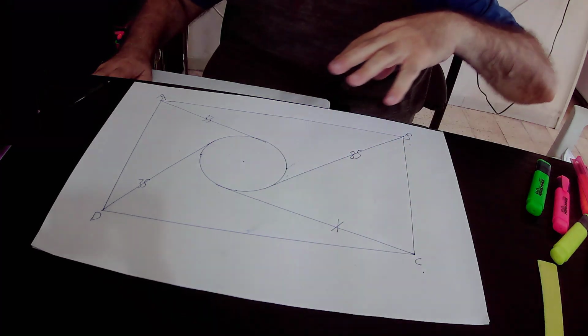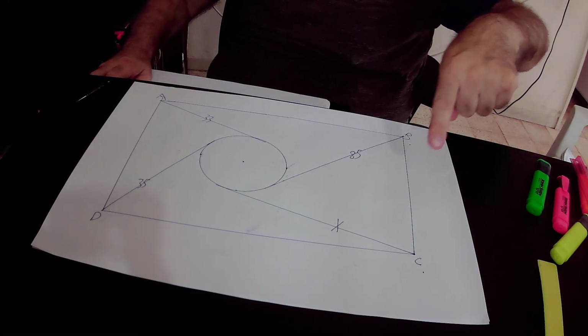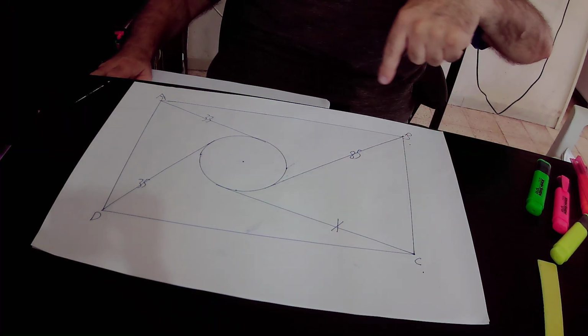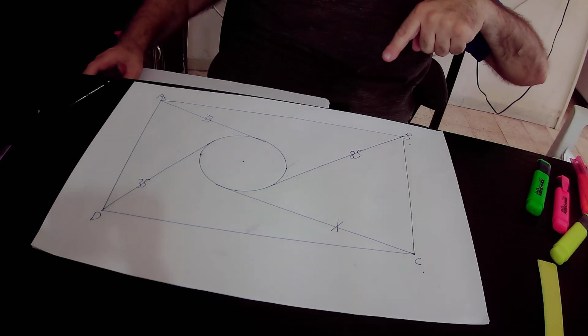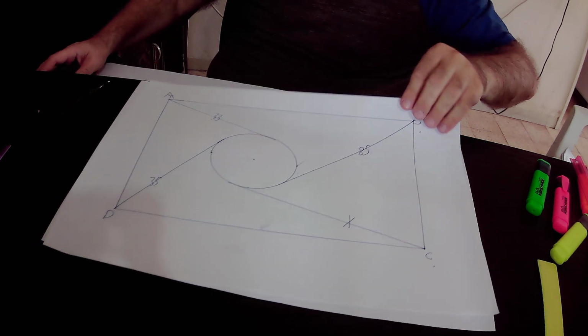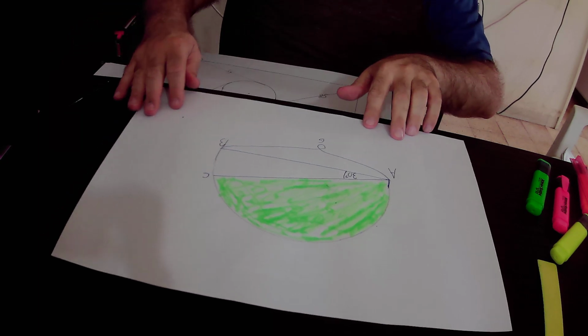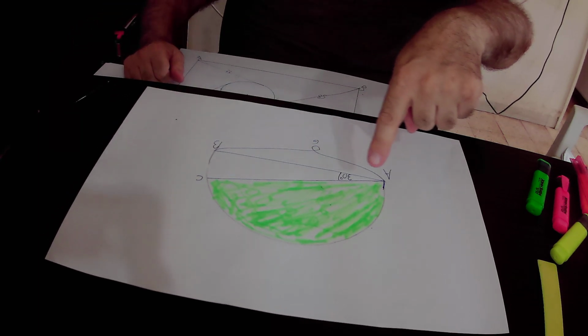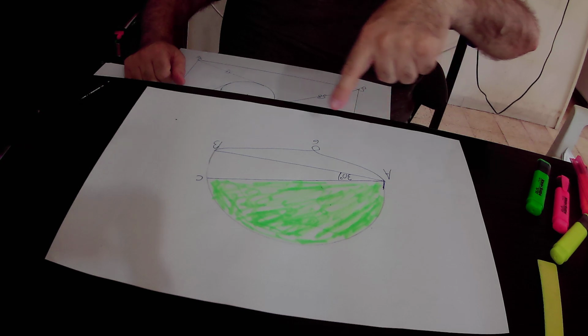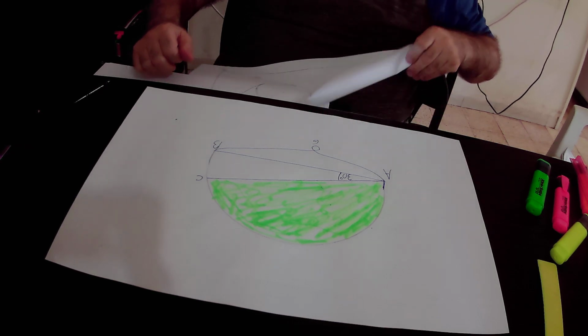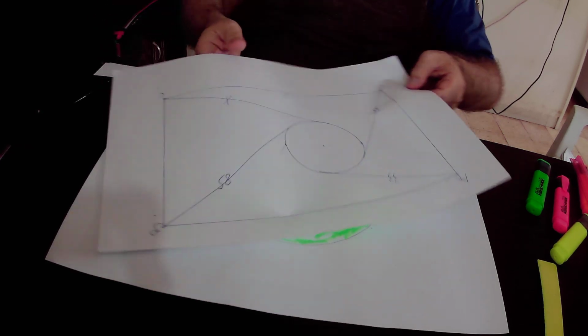Hello, in this lecture we'll answer two questions. In the first question we'll find out the value of line segment X with an inside rectangle ABCD. In the second question we'll find out the area of the green shape that is inside a semicircle. So we'll start with the first question.